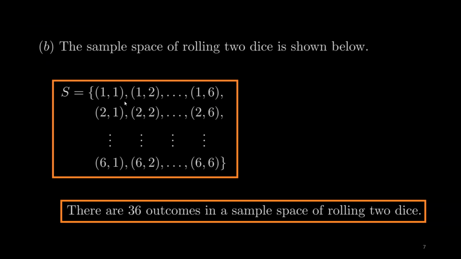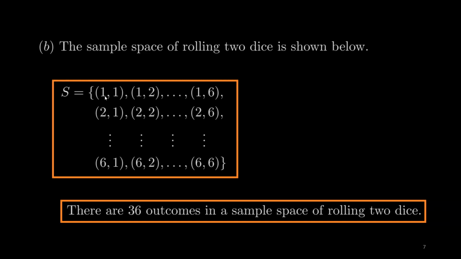pair of dice. So why is it 36? Because it is 6 times 6. There are 6 possible outcomes in the first die and there are 6 possible outcomes in the second die. Therefore, the total outcomes are 36. So this is the set of total outcomes, and this is the sample space of rolling a pair of dice.